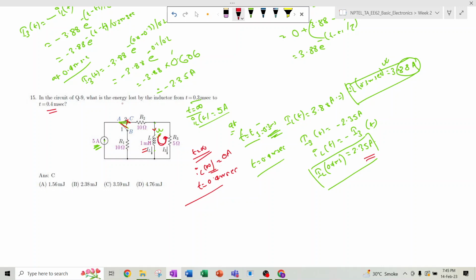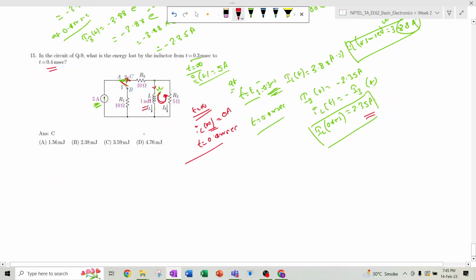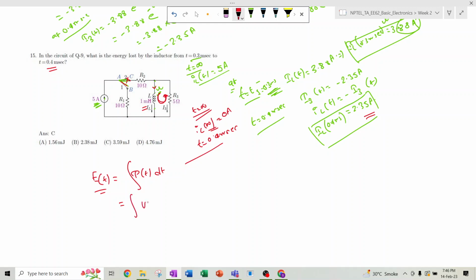Now the question asked is, what is the energy lost by the inductor? Basically the energy loss is the power of the inductor multiplied with time, and if we integrate this we get the energy, right? Power is nothing but V into I. So we need to find the value across the inductor. So we integrate VL(t) into IL(t) into dt.